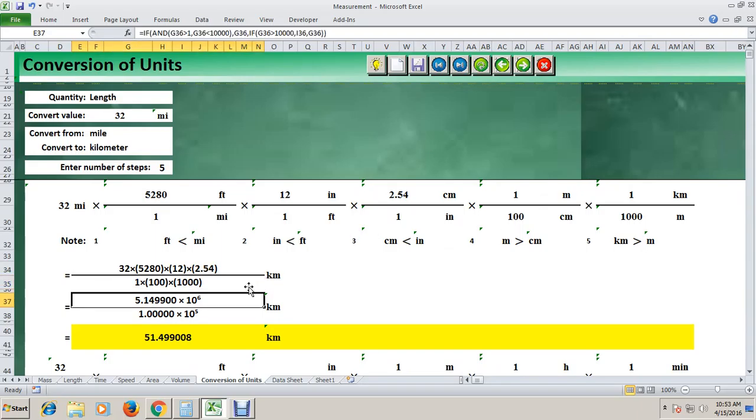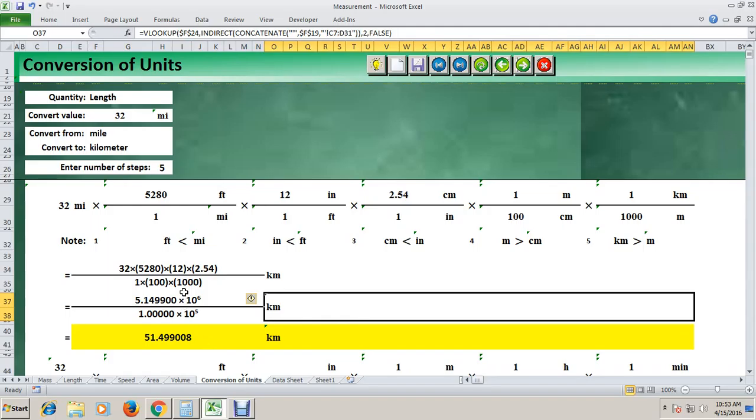I expect that you will be doing the conversion on your own in your own scientific calculator, so that you could verify the answers on your own. The cells highlighted in yellow are the final answer. That means 32 miles is equal to 51.499,008 kilometers, or about 51.5 kilometers.